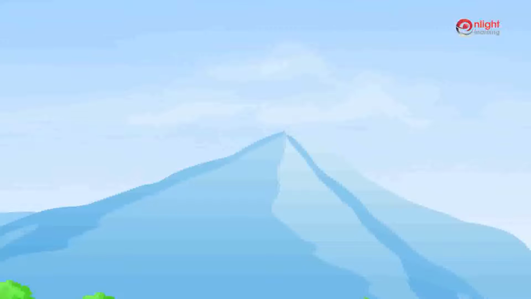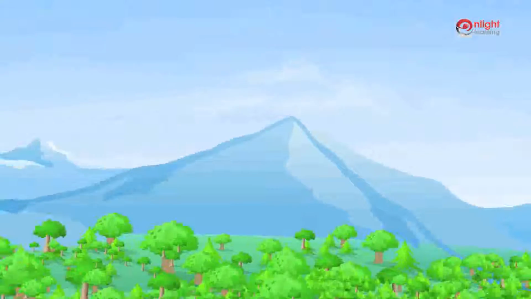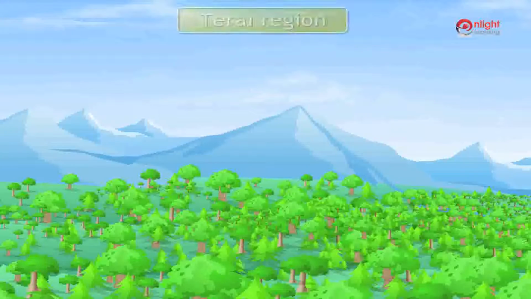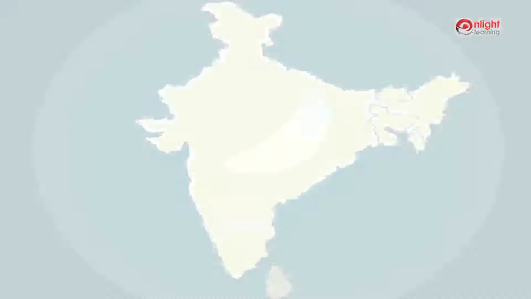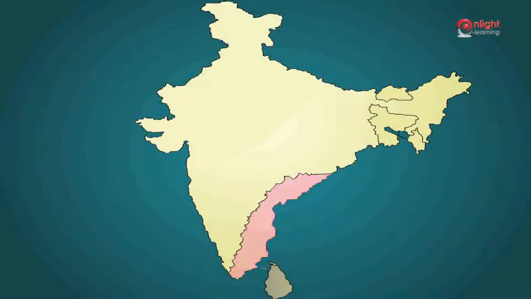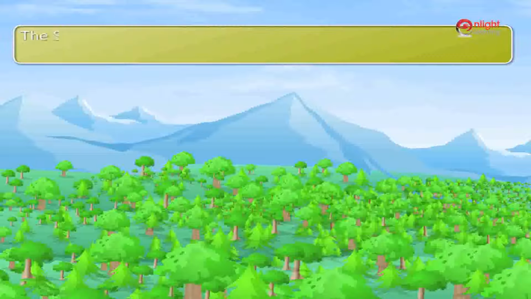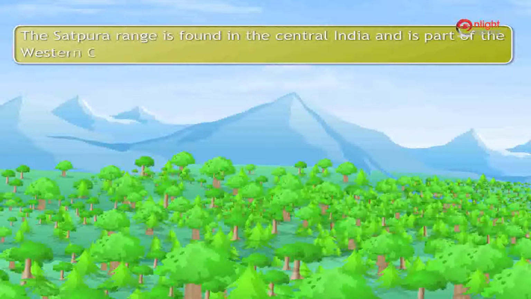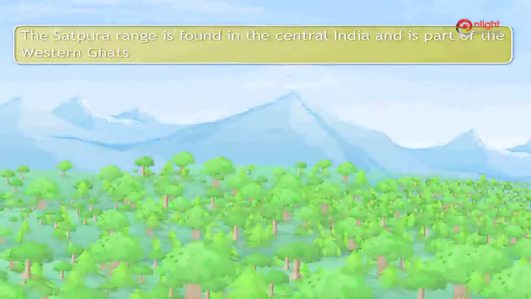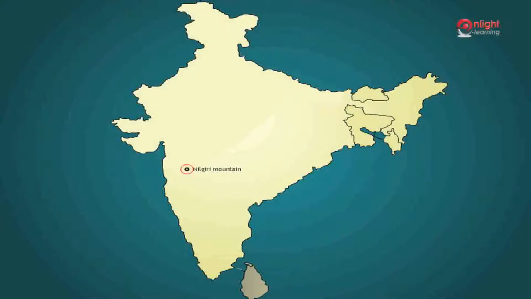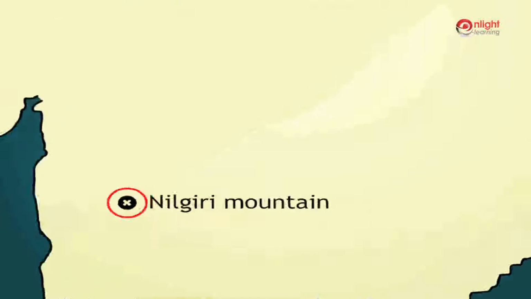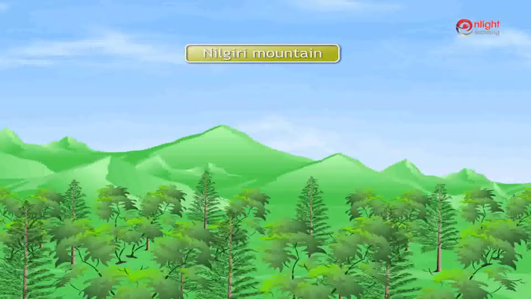As you travel down the lower slopes of these mountain ranges, you will find thick forests known as the Terai region. These you will find in the central and southern parts of the country. The Satpura range is found in central India and is part of the Western Ghats, while the Nilgiri mountain range is found in southern India and forms part of the Eastern Ghats.